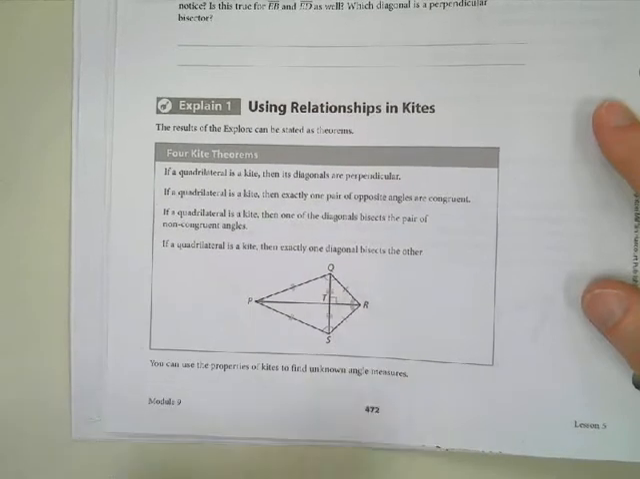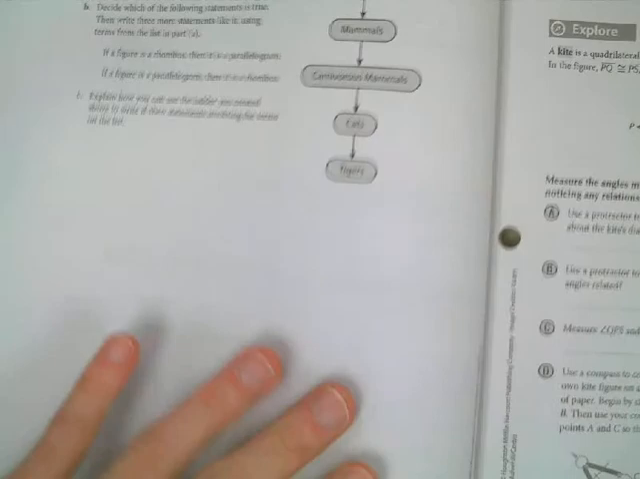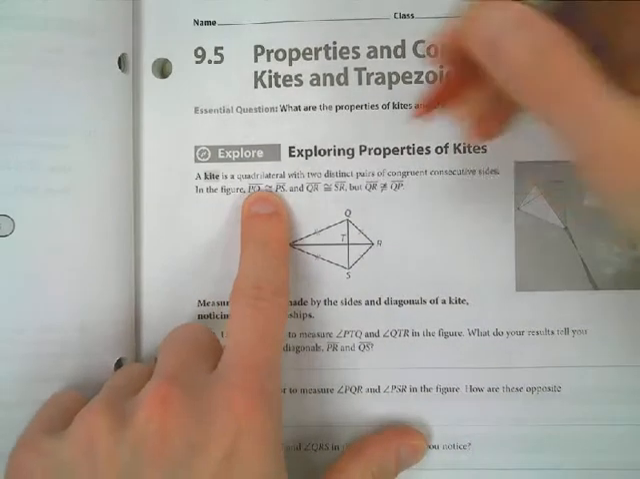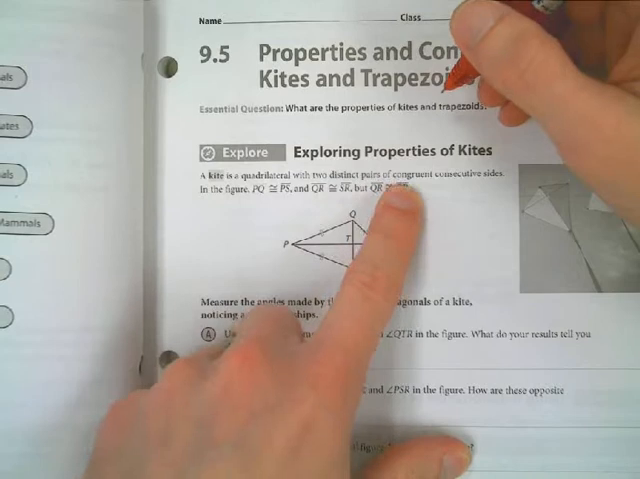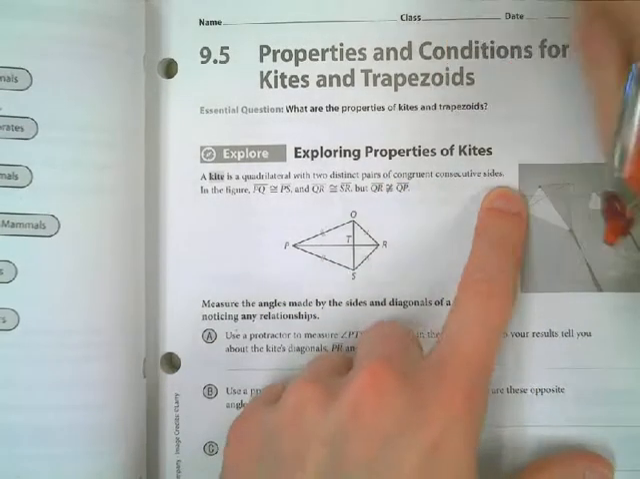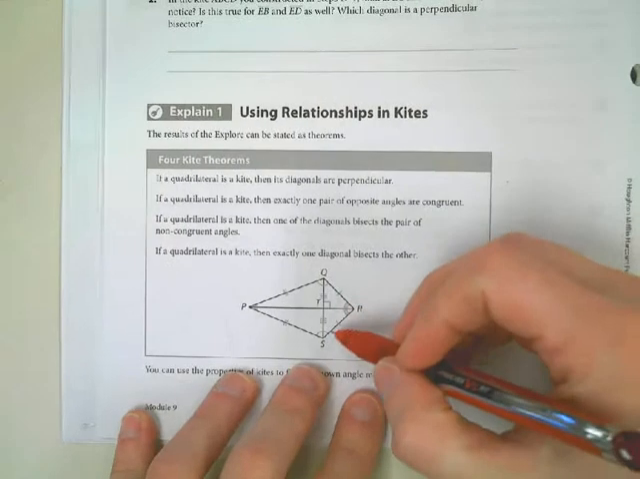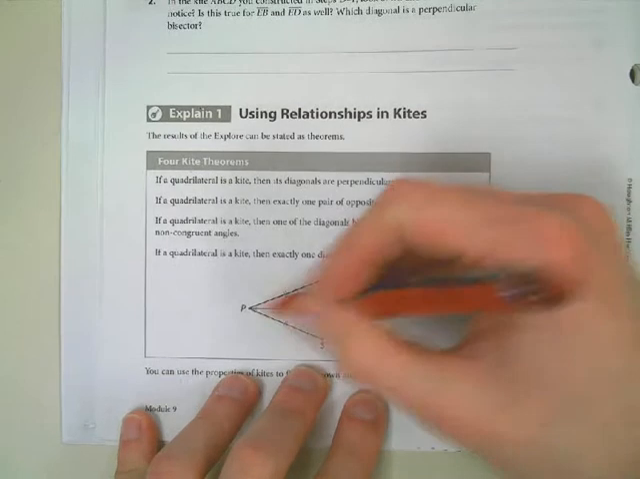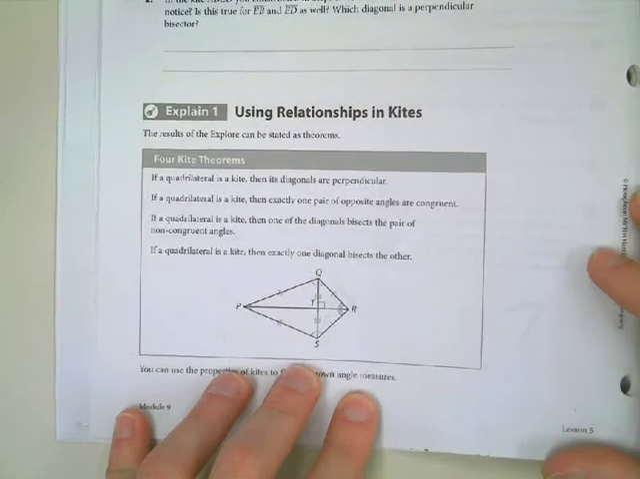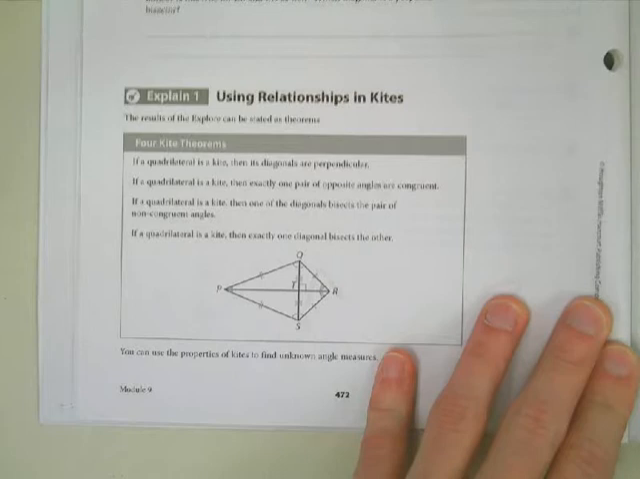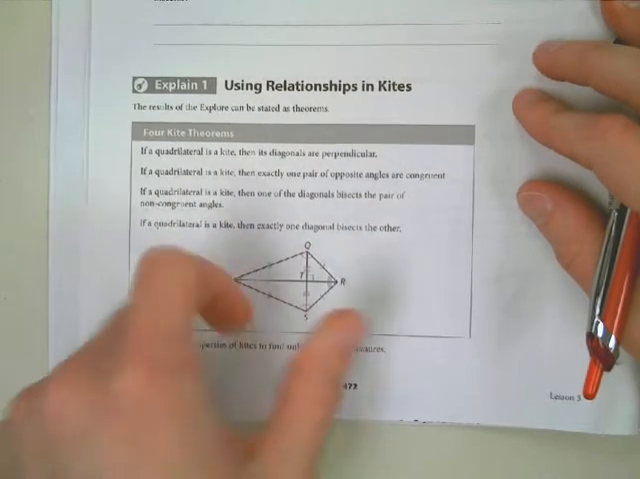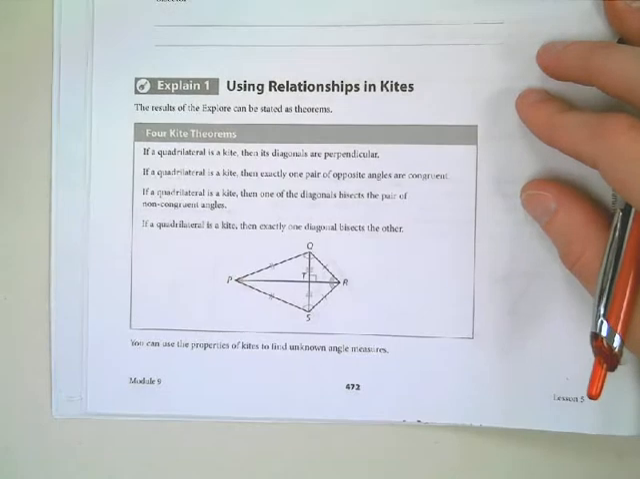What makes a kite? There's the definition of a kite: a quadrilateral with two distinct pairs of congruent consecutive sides. So not the opposite sides are congruent, but congruent consecutive sides. Those are next to each other here. For example, SR and QR are congruent, and then QP and PS are congruent. So that's one pair, that's the other pair. Notice they're next to each other, they're not opposites. The opposite ones are not congruent, in fact. So that makes this thing a kite.